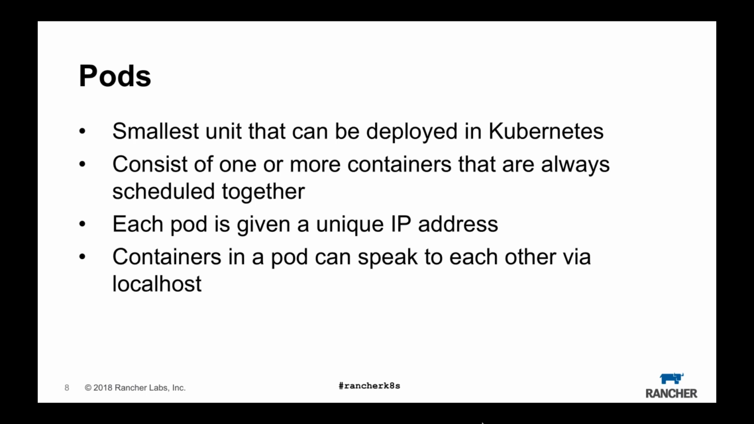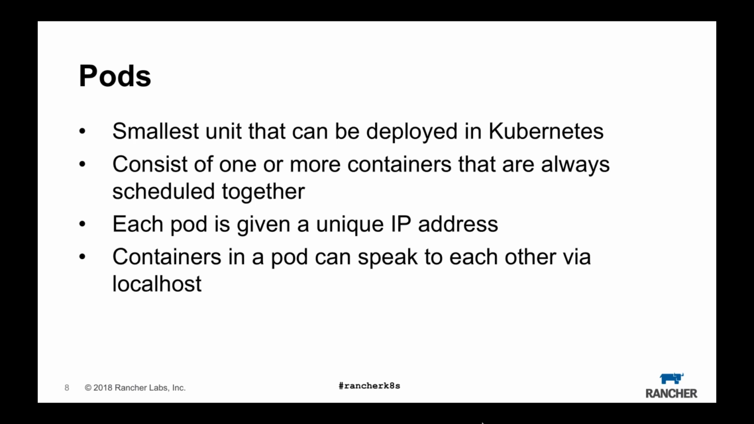Let's start with pods. Now, a pod is the smallest unit that can be deployed in Kubernetes. A pod can consist of one or more containers that are always run together. So they are scheduled together and they can talk to each other. Each pod is given a unique IP address. The containers within the pod can speak to each other via localhost itself.